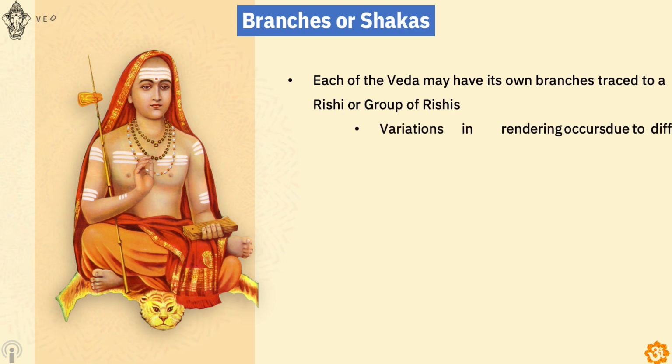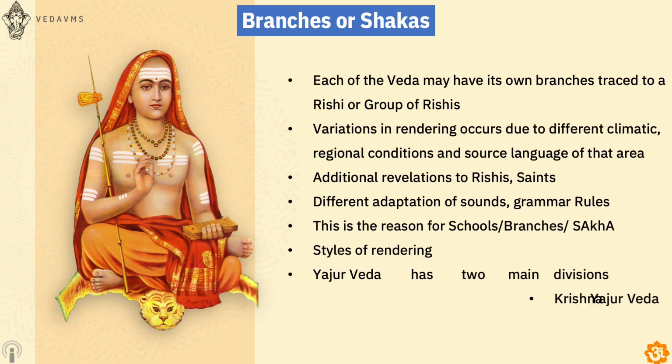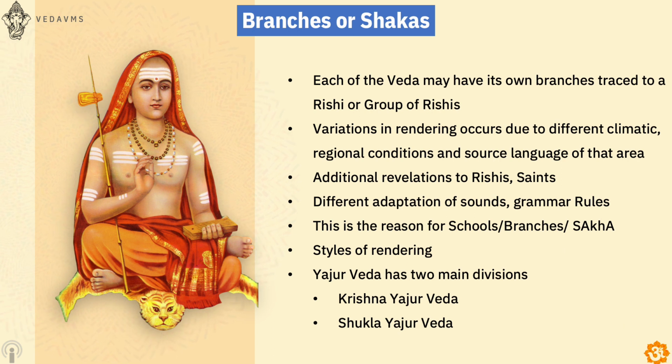As they move along, the variations in rendering occur due to different climatic and regional conditions, or based on the source language of that area. Vedas have also been supplemented by additional revelations made to the rishis and saints. So, we find that because of the regional and climatic differences, there are variations in the sound, adaptation and the grammar rules. That is one of the reasons there are a number of schools and branches, what is commonly referred to as a shaka by Vedic scholars.